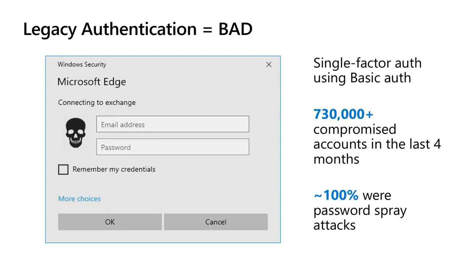Okay, so let's start off talking about legacy authentication, what it is, why it's bad. I think you've heard a lot of this this week. Legacy authentication is the term for basic auth. Because it's single factor, only a username and password, it's pretty easy to compromise. Password spray attacks are very, very common. It's the most common way that accounts are compromised. And just in the last 4 months, over 730,000 accounts have been compromised using basic auth. Almost 100% were through password spray attacks.